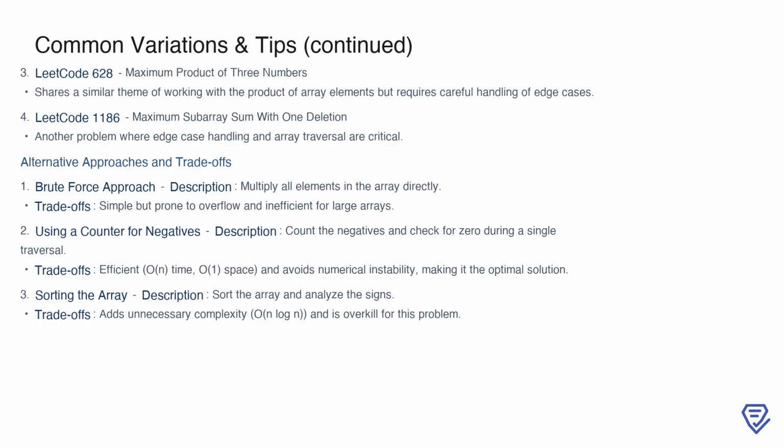In terms of alternative approaches, there are a few worth considering. The brute force approach involves directly multiplying all the elements in the array, but while it's simple, it's prone to overflow and inefficient for large arrays. A more optimal solution is to use a counter for negatives while checking for 0 in a single traversal. This method is both efficient and avoids numerical instability. Another possible approach is sorting the array to analyze the signs, but this adds unnecessary complexity with O(n log n) time and is generally overkill for this problem.